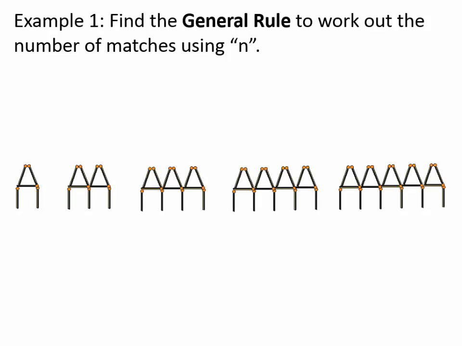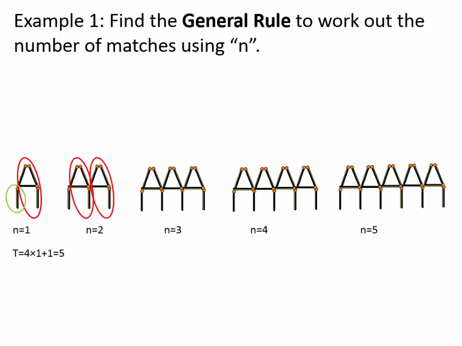Now let's look at this pattern a little more closely. Firstly, the n value for each item will be according to the number of the item, so n equals 1, 2, 3, 4, 5. Then if we look at the first one, it's made up of 4 little matches there, plus 1 on the side. So I could write that as 4 times 1 plus 1, which is 5. If we look at the next one, there are now 2 groups of 4 added to that 1 on the side. In other words, it's 4 times 2 plus the 1.